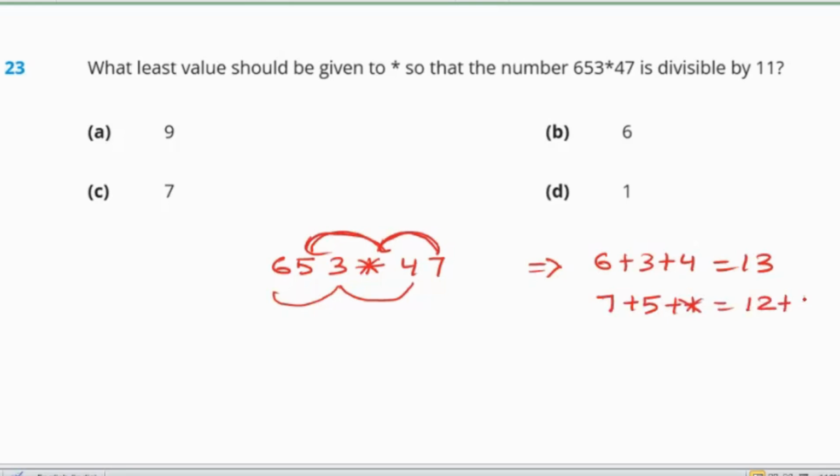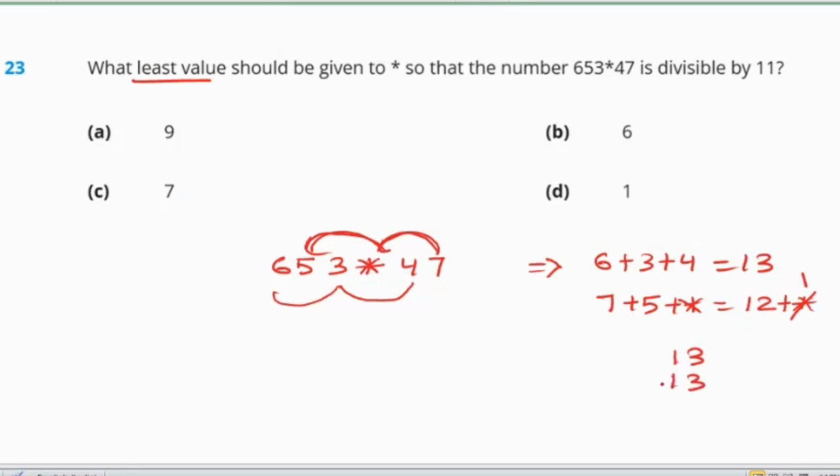Now what should I add with this 12? So I can get 13, and then I will subtract them, so I can get 0. Because the question is asking for the least value, what should I add with 12 so I can get 13? I will add 1 with 12. If I add 1 with 12, I will be getting 13.